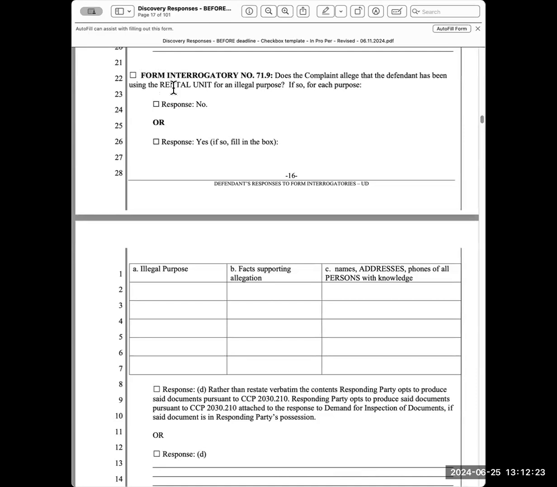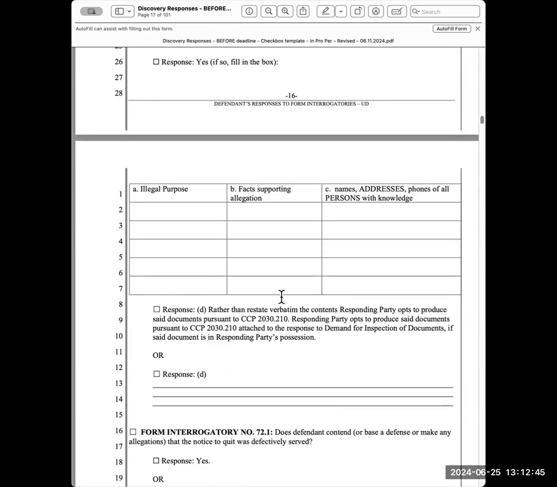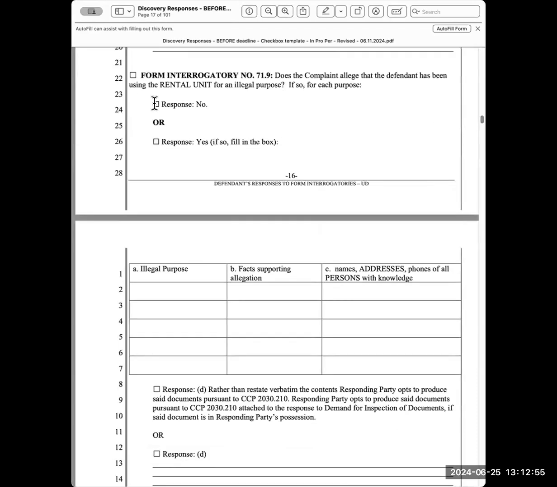If the landlord is accusing you of doing something illegal on the property, they will give you a notice with the alleged illegal purpose. You would check here and then list those here, facts supporting or against whatever is being alleged, and the names, addresses, and phone numbers of the witnesses, followed by, do you have documents supporting? If not, you check that box and put that response. Remember, as always, if your answer is no, just go to the next question.